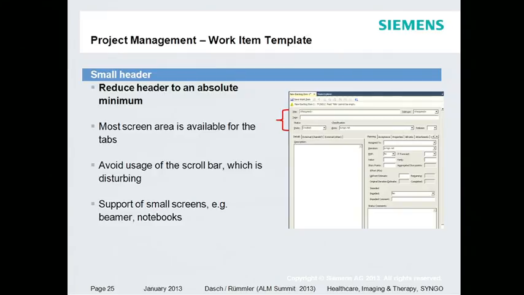Also, from the usability point of view, we tried to reduce the header to an absolute minimum. The reason is quite simple. Of course, if you are sitting in front of your 26 inch monitor, this is not a problem. But if you're in the meeting room with a projector of, let me say, 1024 pixels and so on, it might be a hurdle to read this data, and that's why we explicitly try to reduce the height of the header.